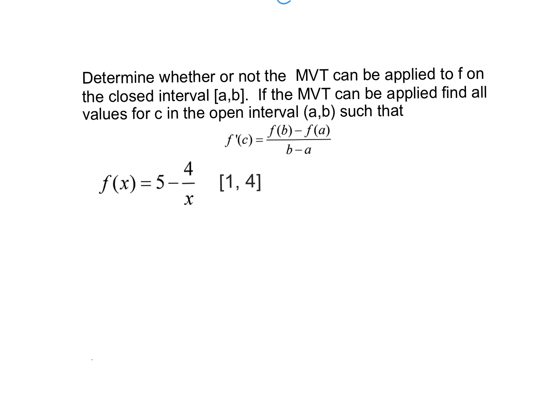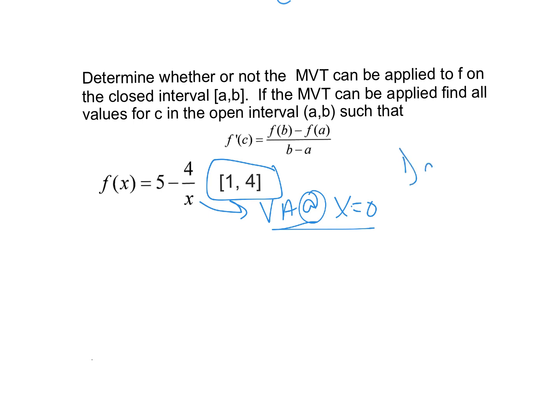Sweet. All right. One thing I want to point out in this question is that we do have a vertical asymptote at x equals 0, which is actually okay because it's not in our interval. Remember, you also want to check that it has to be continuous on the closed interval, but it has to be differentiable on the open interval. So as long as you have this outside of that interval, you're good. So we actually can apply MVT.